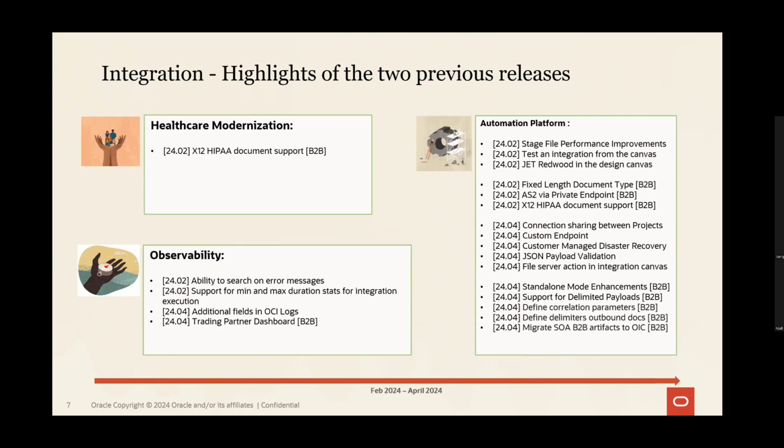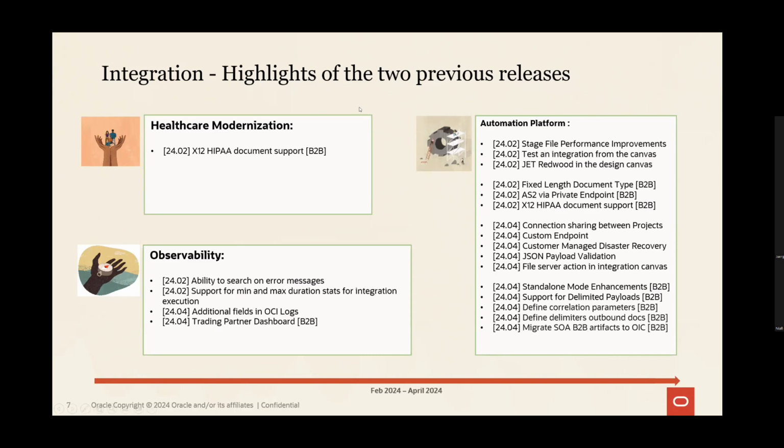We also see that in 2402, we have the ability to test an integration from the canvas. Now, this is within the context of a project. So if you have an integration and you want to test it, instead of having to save it, activate it, and then run it, most of those steps happening outside of the canvas itself, you can now do all of that within the canvas with one button click, test, and the deployment is done under the hood, and you get your tester available for you to enter your payload and test your integration.